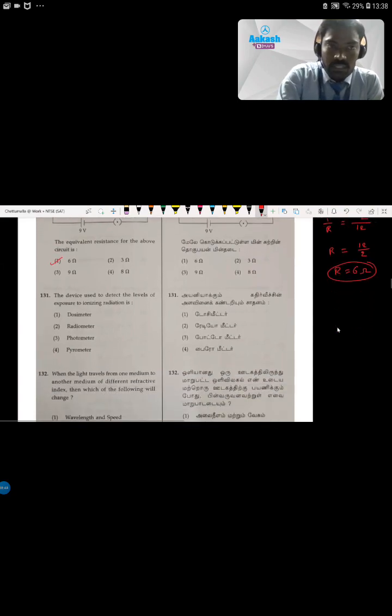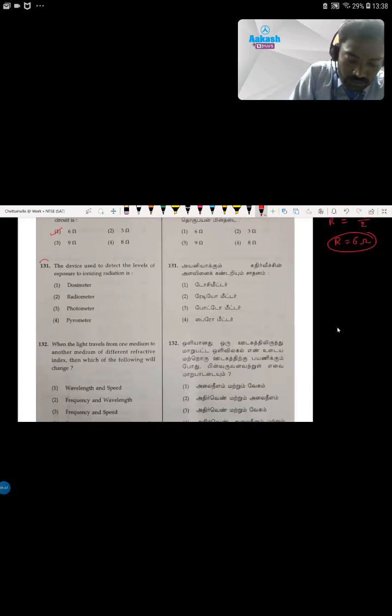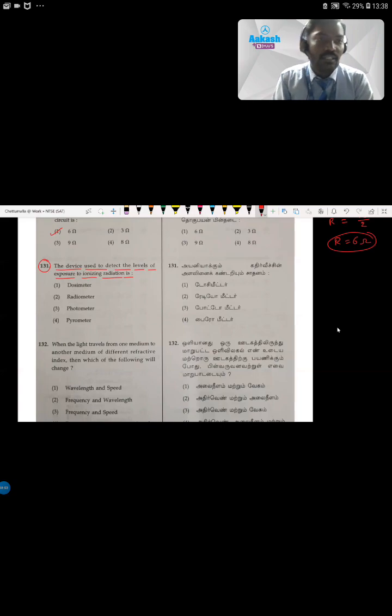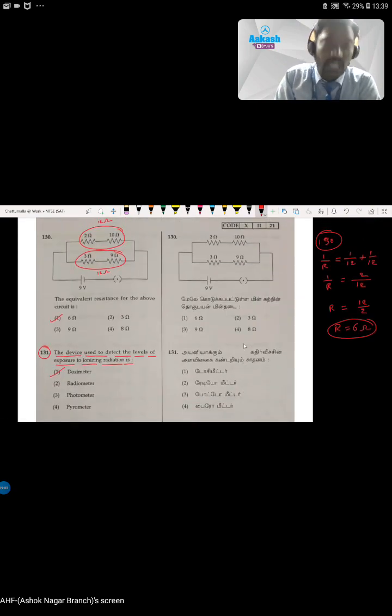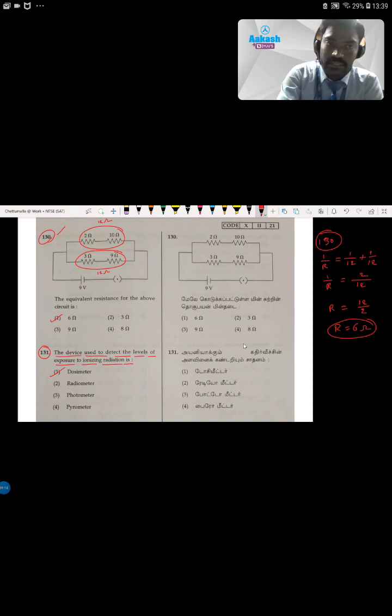Next, question number 131. The device used to detect the levels of exposure to ionizing radiation is the dosimeter. Option 1 is the correct answer. This is also direct information from the state board textbook, 10th class nuclear physics. I told you there would be 2 questions only from 10th class according to the state board. This one is electricity, 10th class, and 131 is nuclear physics, 10th class.